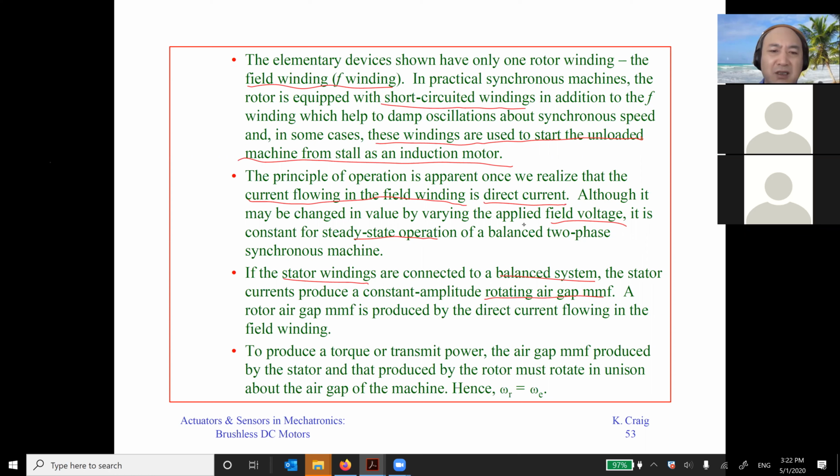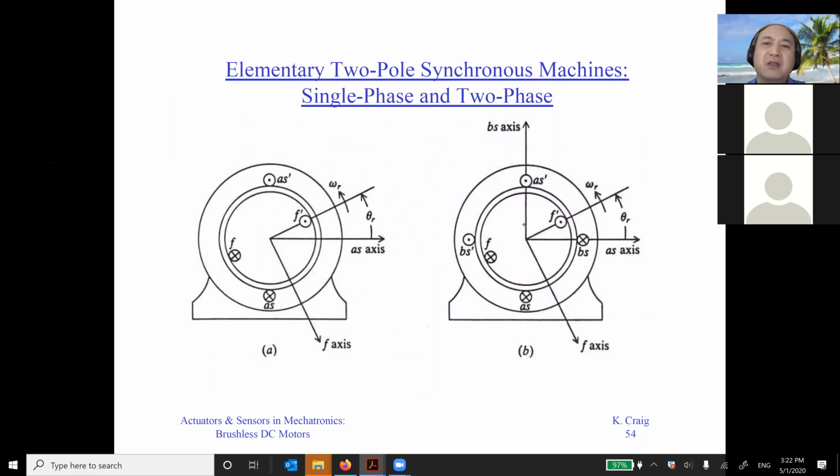To generate the torque or transmit any power, the air gap MMF produced by the stator and the one produced by the rotor must rotate in unison, meaning synchronous, about the air gap of the machine. That's why it's called synchronous machines. That's a motor and its winding. One is single phase, one is two phase.